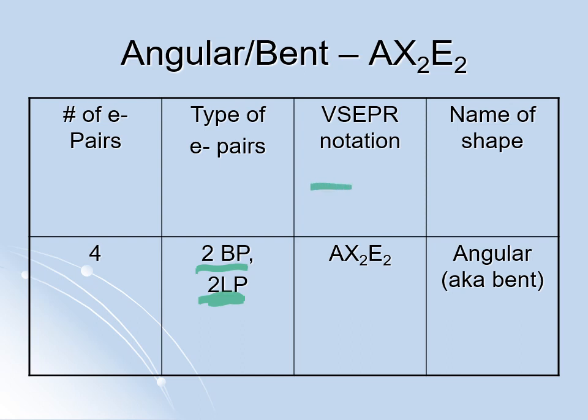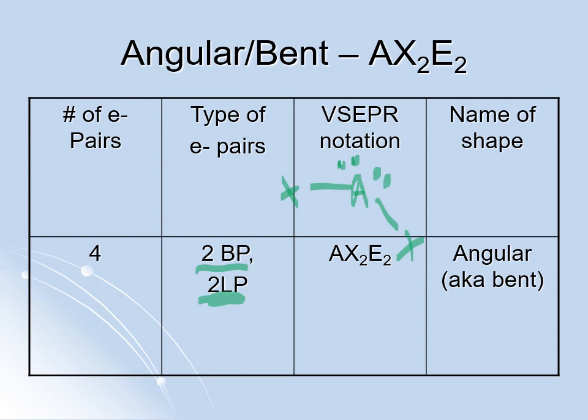So it wouldn't be linear. Remember, the linear one was like this and it had a 180 degree angle. But if you put a lone pair, it's going to push those guys together. And if you put 2 lone pairs, it's going to really push those guys together. So these guys end up being bent towards each other, and more so than when we had one lone pair. Let me move this guy over a little bit.